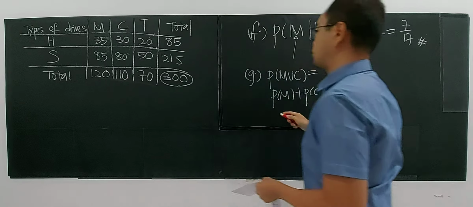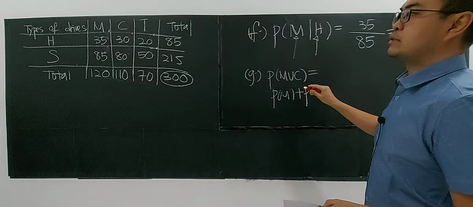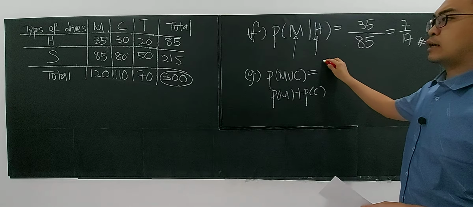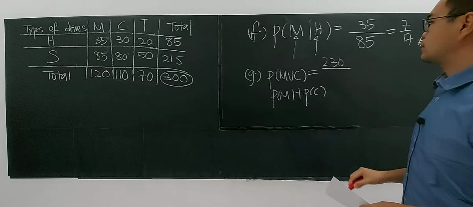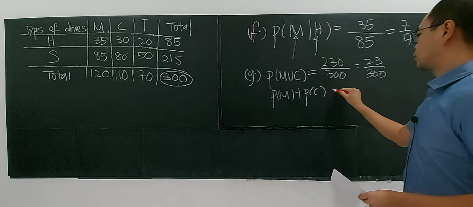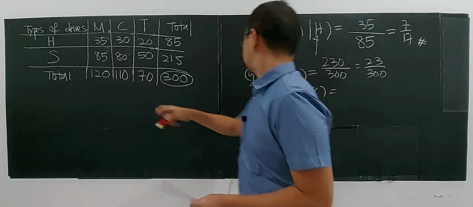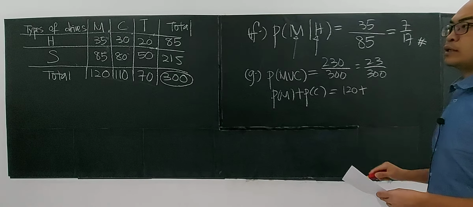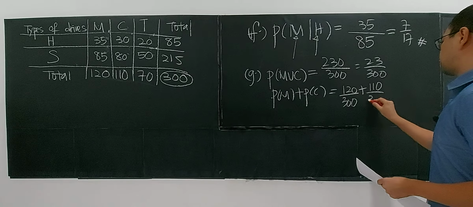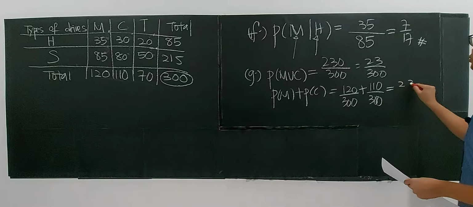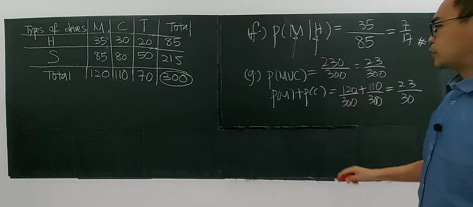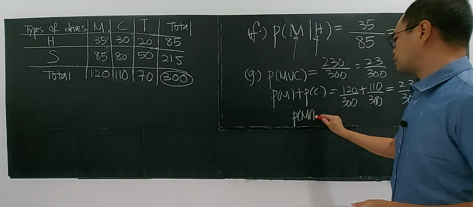So it's 120 plus 110, which is 230. You already calculated just now, over 300, which is 23 over 30. So the probability of Malaysia, 120 over 300, plus 110 divided by 300, is also 23 over 30, without subtracting, because the probability of M intersect C is 0.